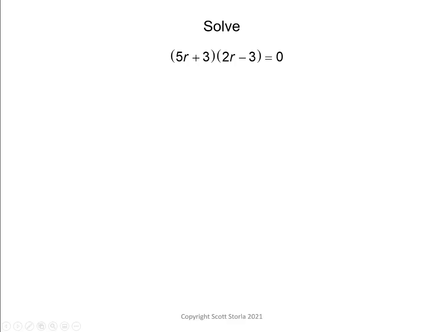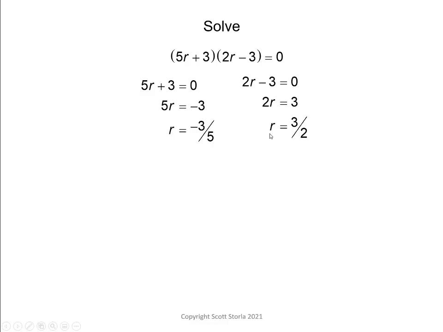Try this one. I have two factors set equal to 0. I'm going to set my first factor equal to 0, and then I'll subtract 3 from both sides and divide by 5. And here's my first solution. That's the value that will make this factor be 0. And then I take the second one, I set that factor equal to 0, I add 3 and divide by 2, and here's my other solution.